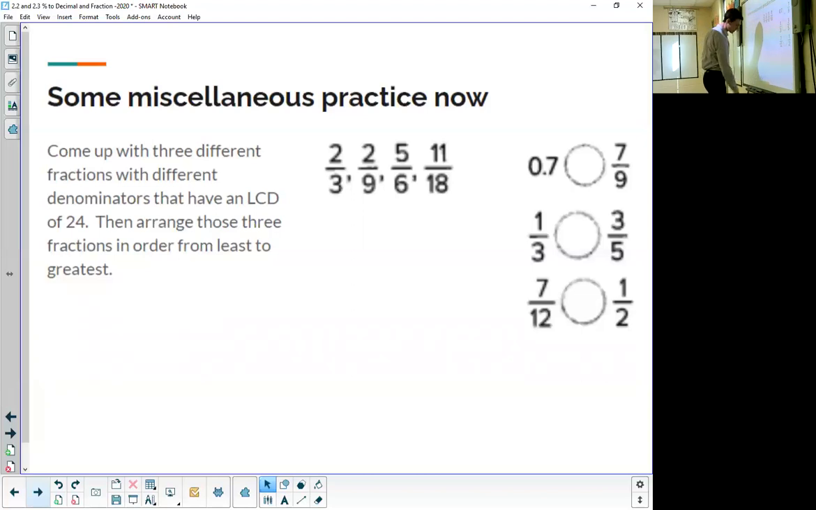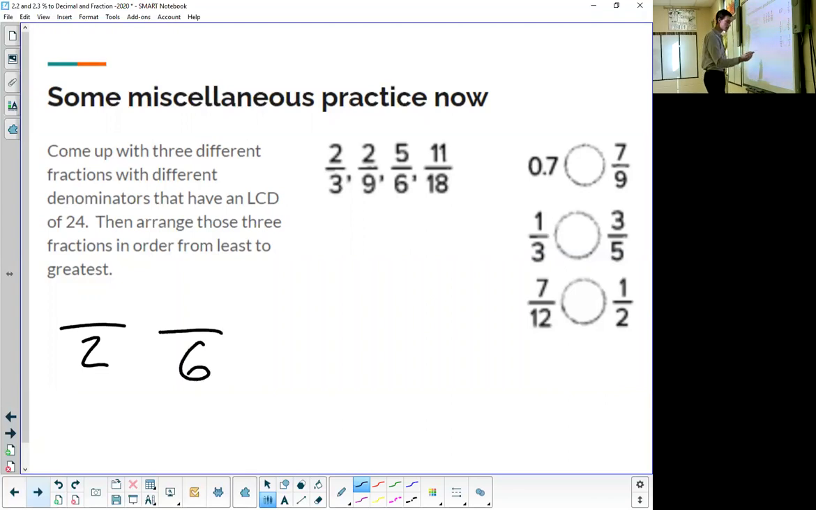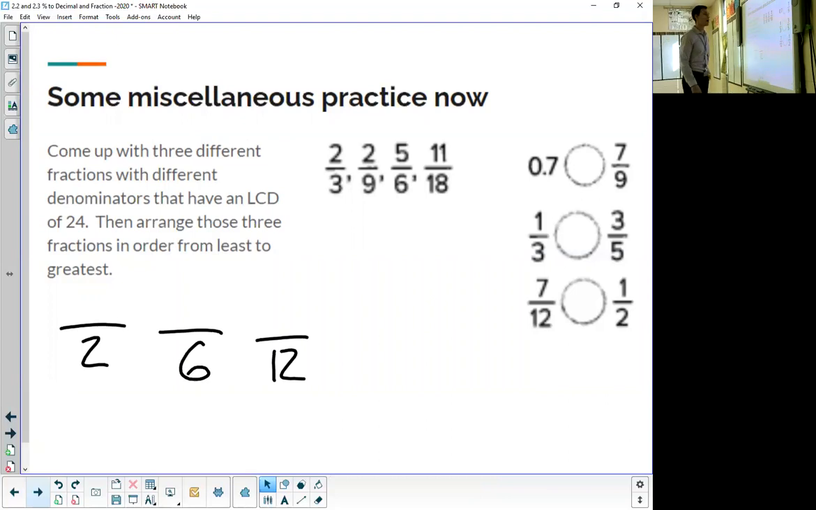The final one, some miscellaneous practice problems. I'm gonna let you guys take it from here. This is just some practice for you to do. This first one, coming up with 3 different fractions with different denominators that have an LCD of 24. Might I recommend, 2, 6, and 12. Those are some pretty easy ones. All of them can be written as over 24. The next one, we are just ordering them 2 over 3, 2 over 9, 5 over 6, and 11 over 18. What order do they go in? And then these 3, we're just saying greater than, less than, or equal to.